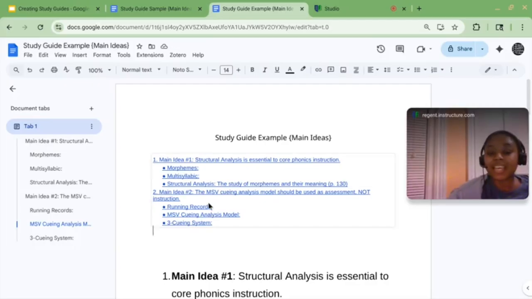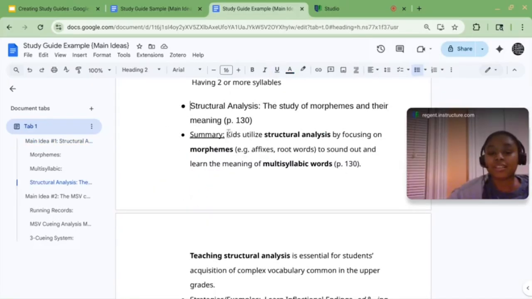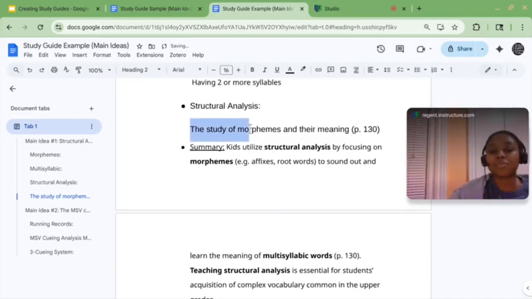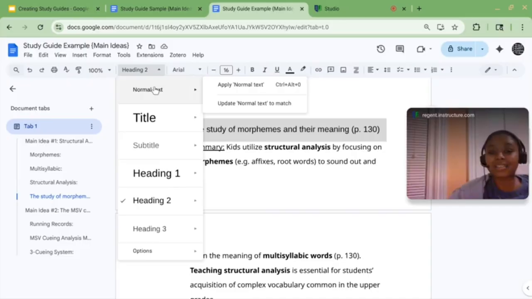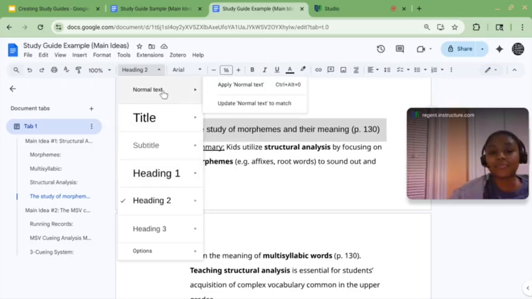So as you can see, I have everything that I want in here, but I want to update it because the definition for structural analysis, because I set it to heading level 2, appeared in the table of contents, which I don't want. What I can do is click on this, go back to structural analysis, put that on a separate line and change this back to normal text, because only heading 1 and heading 2 will appear in the table of contents.